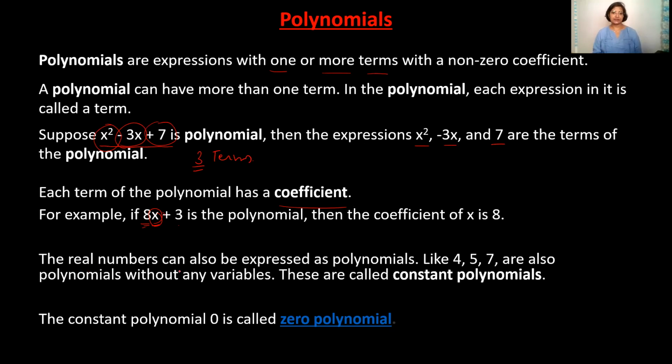Next, a real number can also be expressed as a polynomial. Real numbers mean 4, 5, 7, 8, 11, 25, 37, 86, like that. Numbers like that you can also express as polynomials individually. So this is one polynomial, this is another polynomial, and this is another polynomial, and you can make many more. These kinds of polynomials which are without any variable, we call constant polynomials. And the constant polynomial which is zero is called the zero polynomial. These are the terminologies which you have to remember.